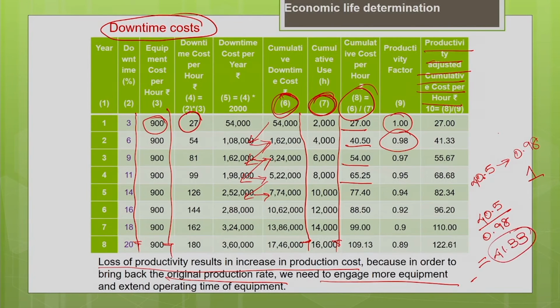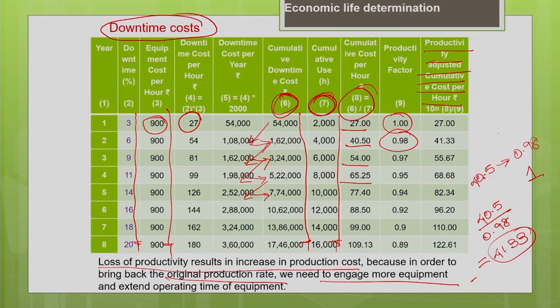So this is an increase in cost I am facing due to the downtime. To bring my productivity back to the original production rate, I need to spend some more effort or cost. That is what the productivity adjusted downtime cost is. You find that by dividing the 8th column by the 9th column. 54 divided by 0.97, I will get 55.67. 65.25 divided by 0.95, you get 68.68. So this gives you the productivity adjusted cumulative cost per hour. So you have calculated the downtime cost.